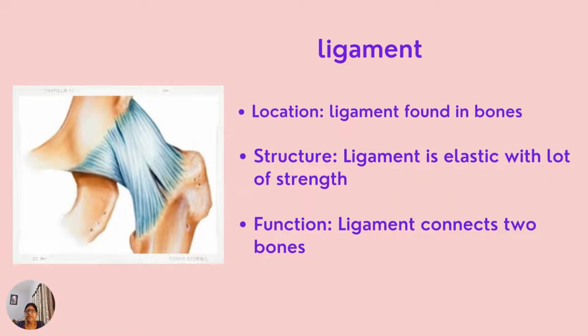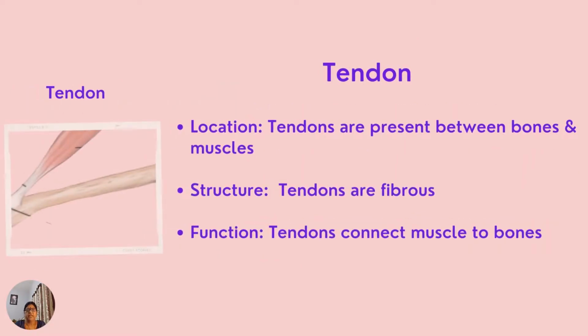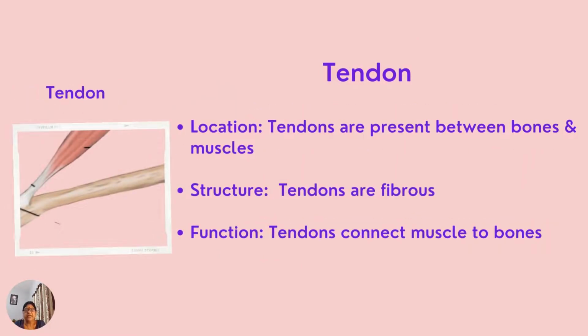Ligament. Another type of connective tissue is the ligament. It is very elastic and has considerable strength. Ligaments contain very little matrix. Their function is to connect two bones together. Tendons connect muscles to bones and are another type of connective tissue. Tendons are fibrous tissue with great strength but limited flexibility.